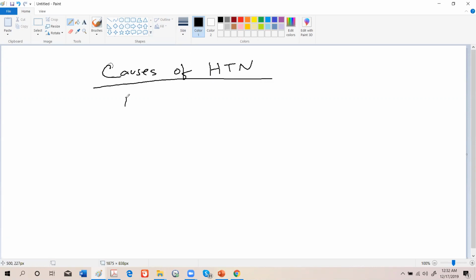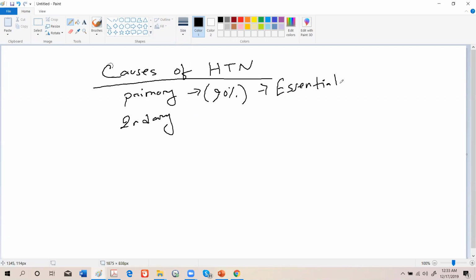Now, it's divided in this way: primary, and otherwise called secondary. The primary is much more common, almost 90%, and is also known as essential hypertension. If you want, you can write that this is also known as essential hypertension, right? Someone who is developing hypertension, maybe the cause is not known, maybe it's familial, all these things. So this goes with the primary one.